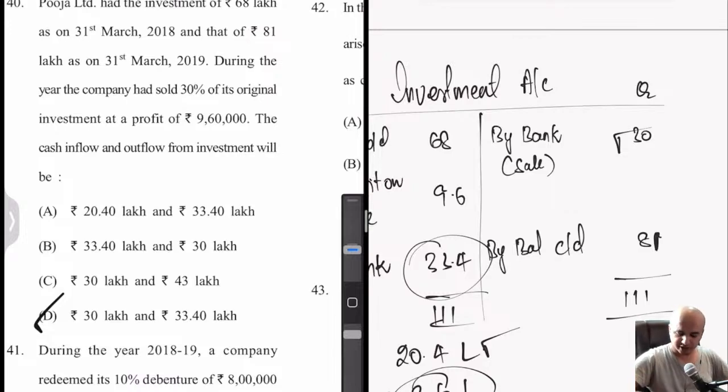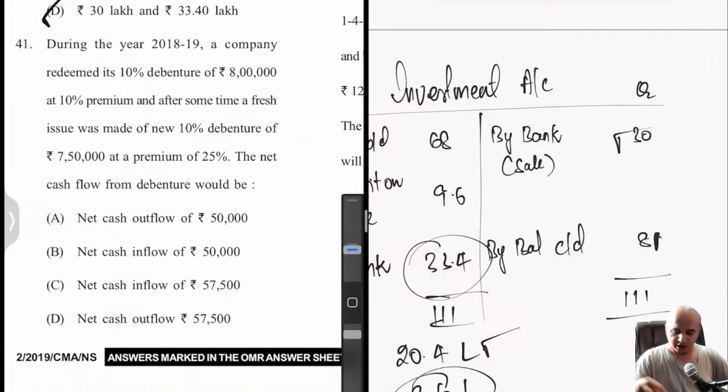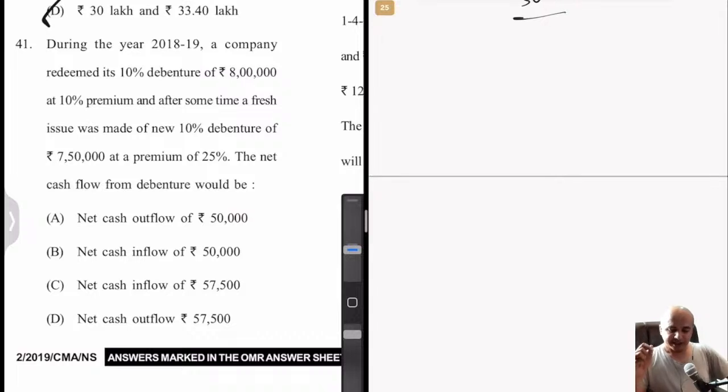Okay, let's move on to the next one then. During the year 2018-19, some company redeemed its 10% debentures of rupees 8 lakh at a premium of 10%, and after some time a fresh issue was made of 10% debentures of rupees 7,50,000 at a premium of 25%. The net cash flow from debenture would be dash. Okay, here also we have a question based on the cash flow itself. Let's see how to solve this problem.